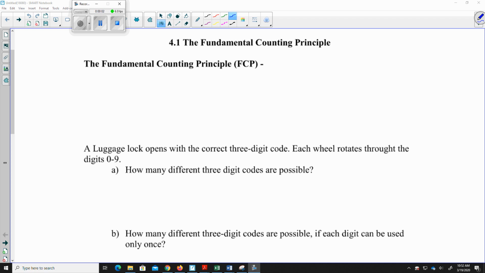Okay, so this is 4.1, the fundamental counting principle. So chapter 4 now is all about different ways of counting. Okay, now I know what you're thinking. I already know how to count, Mr. Weber. Thank you. But this is for things that are bigger than your 10 toes and 10 fingers.